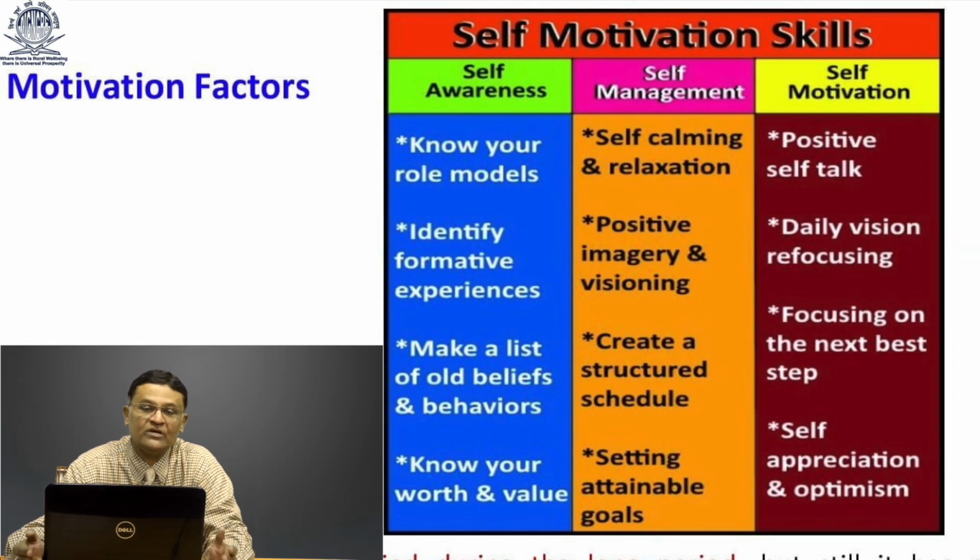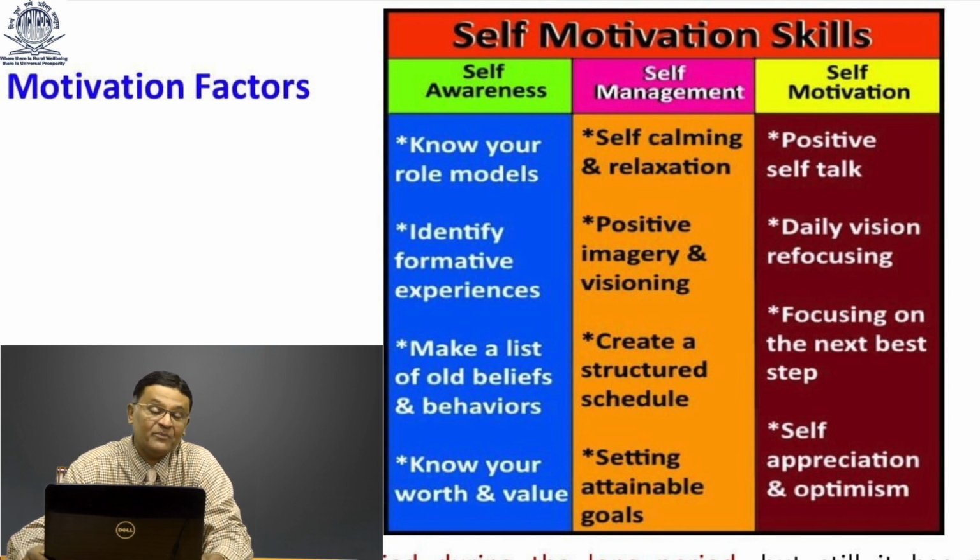Coming to the self-motivational skills. Self-motivational skills are arranged in three broad categories. First category is self-awareness, second one is self-management, third one is self-motivation. Let us understand self-awareness. You have to know who is your role model. Please feel free to share or write it down. Who is your role model? It can be anybody. It can be a celebrity, sports star, movie star, your own family members, your mother, your father. Please write down who is your role model and why. Why are they the role models?